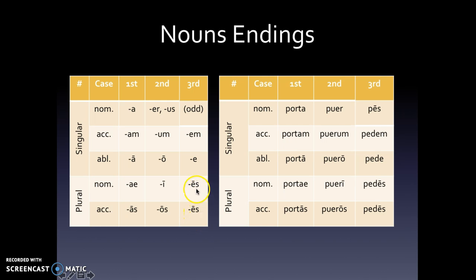You may wonder, how am I going to know if I'm looking at a plural subject versus a plural direct object? We will practice that. Don't worry too much about it. And some examples. So porta, portam, porta, portae, portas. Puer, puerum, puero, pueri, pueros. Pes, pedem, pede, pedes, pedes.